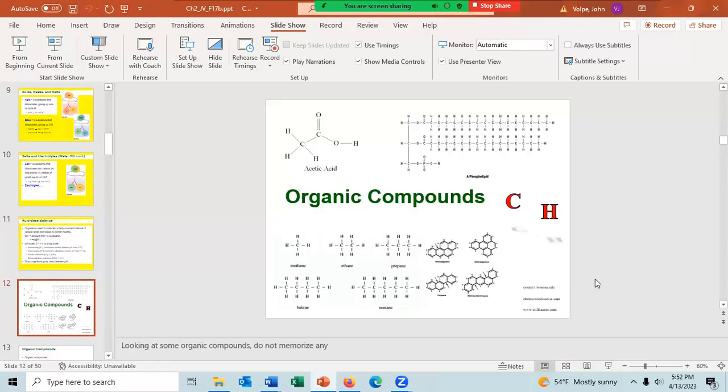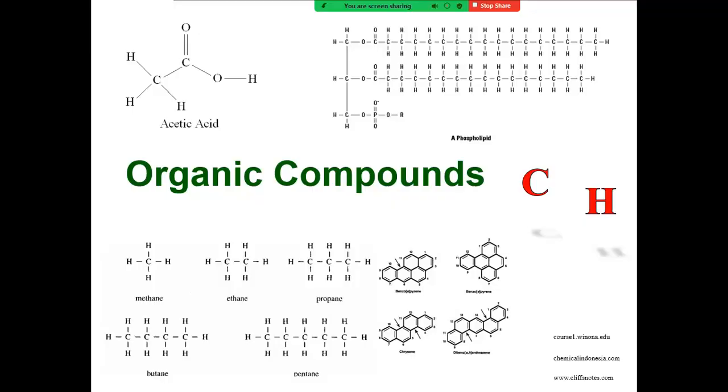All right, let's talk a little bit more about organic compounds. You're seeing several organic compounds here. And generally, organic compounds are fairly complex, like this one here, or these here. This is the simplest organic compound, acetic acid. Well, I guess methane's the simplest. So these are simple ones.